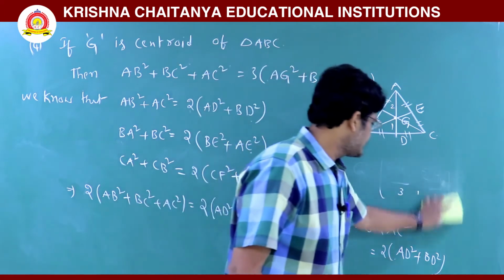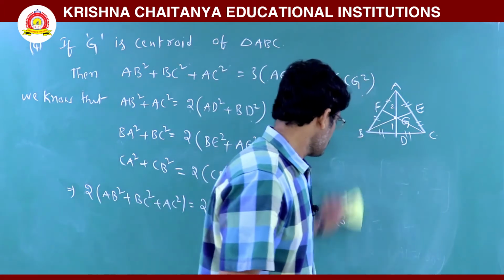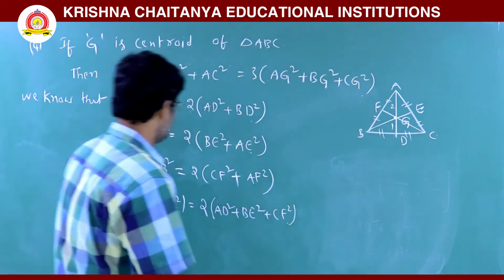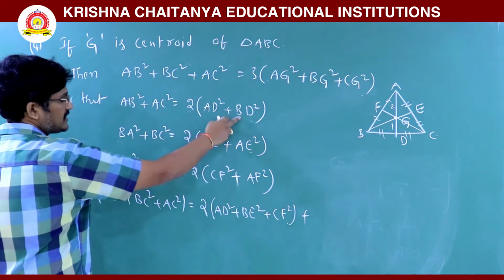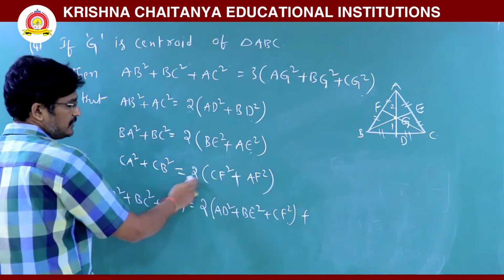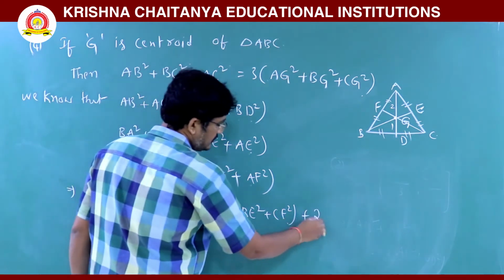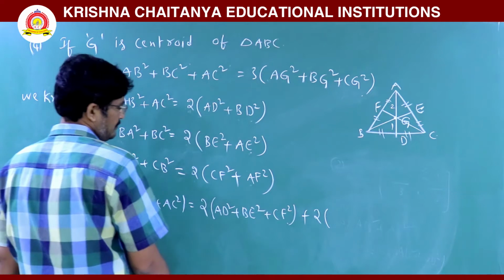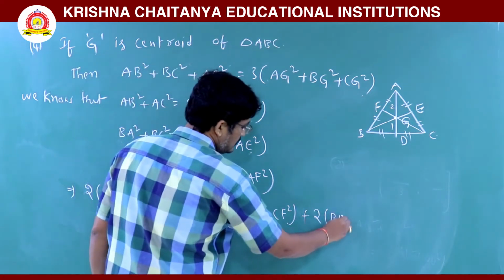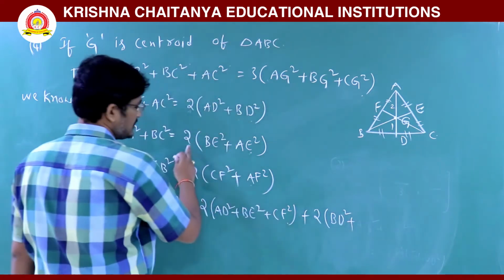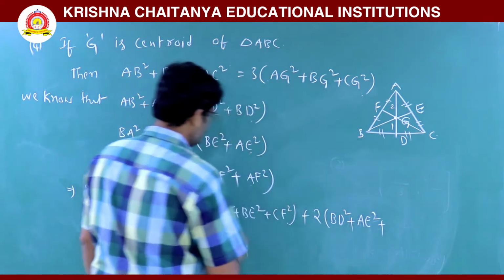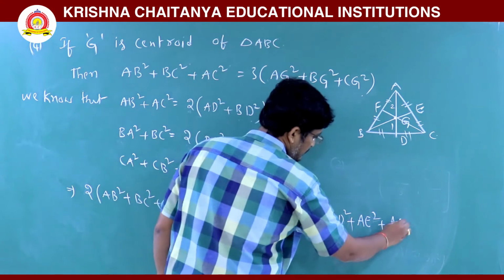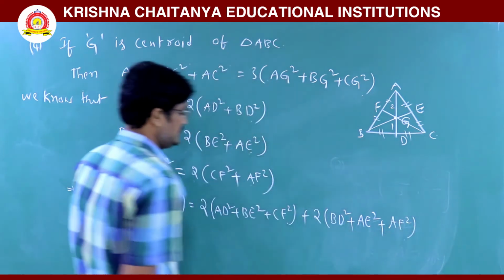Next, to complete the addition of these three, I have to write 2 times of BD square plus 2 times of AE square plus 2 times of AF square. So 2 times of BD square plus 2 times of AE square plus 2 times of AF square. Okay, this is there.